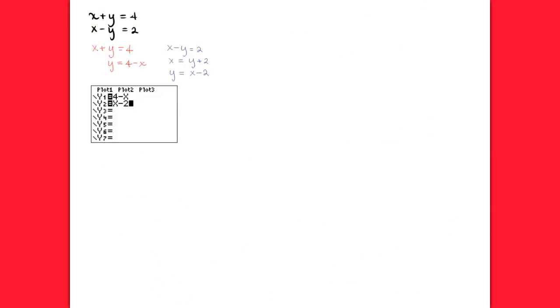So let's go through. If I have x plus y is equal to 4, then I'm going to need to solve that for y. So I'm going to subtract the x to the other side. So in y1, I'm going to put in 4 minus x. And then my second equation was x minus y equals 2. So if I solve that for y, I'm going to add the y to both sides and subtract the 2. I'll get y equals x minus 2. So I'm going to put that in y2.